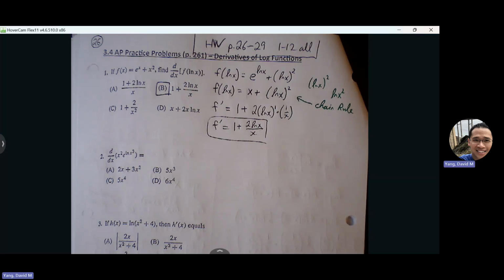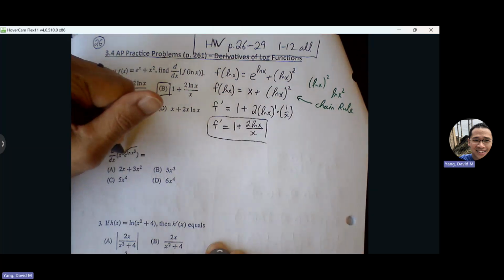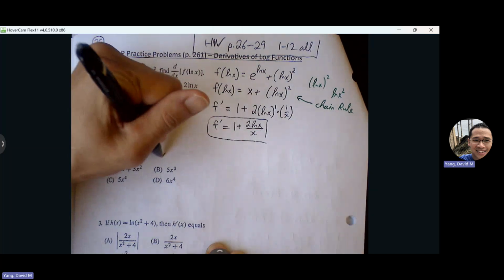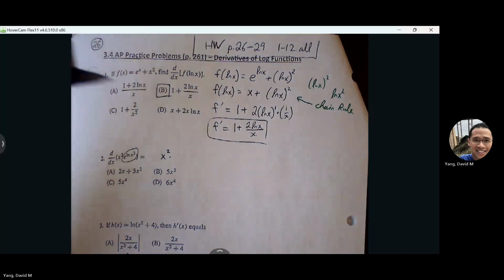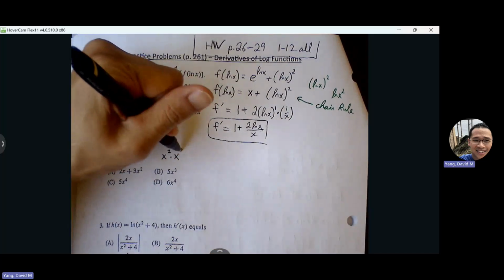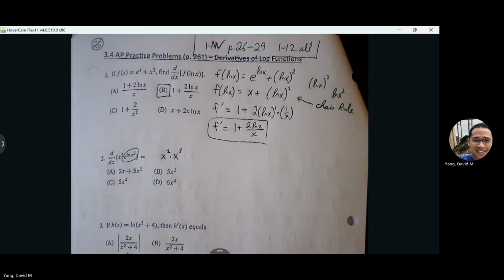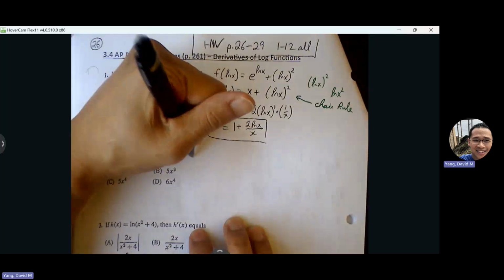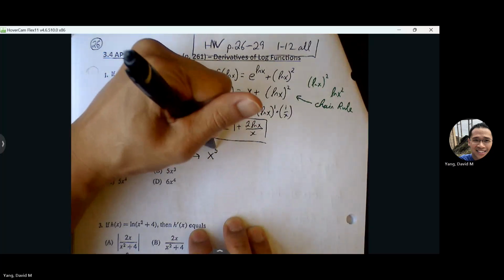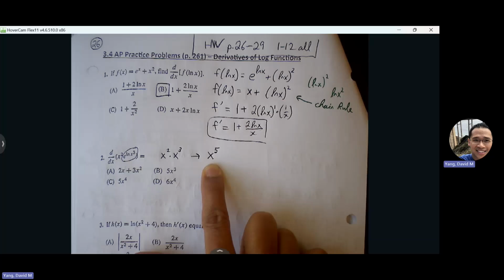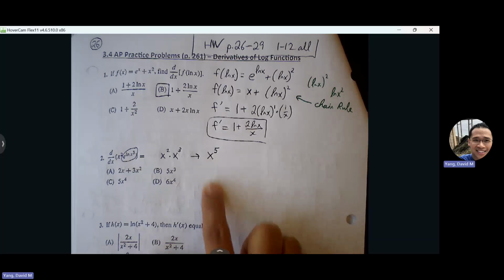Number 2, it looks like we have to go through a product rule, but the second portion can clean up, right? What does that turn into? Just x cubed. And these can merge, and my derivative is just a power rule away.